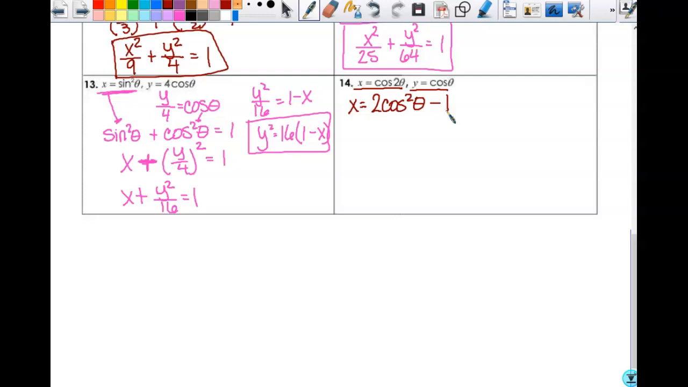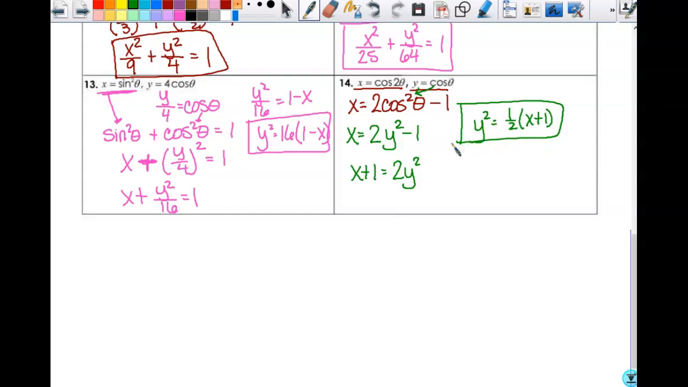So I just substituted cosine 2 theta from my trigonometric identities reference chart. No magic there. Then I can go ahead and substitute this in, because if y equals cosine theta, then I can substitute the y in right there and get x equals 2 times y squared minus 1. And then once again, I'm just going to solve for y squared, so I get x plus 1 equals 2y squared. And then y squared equals 1/2 times x plus 1. And I'm done. What questions do you have? Anything at all? We're good? Awesome.